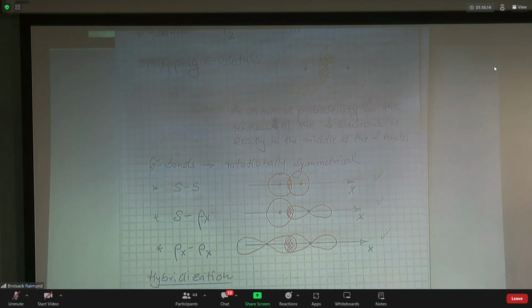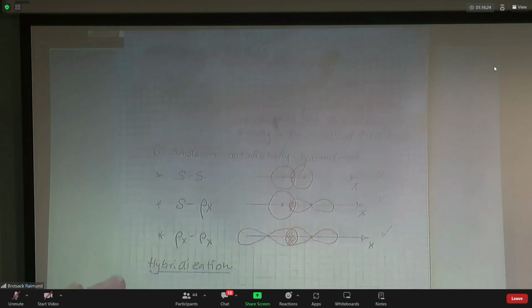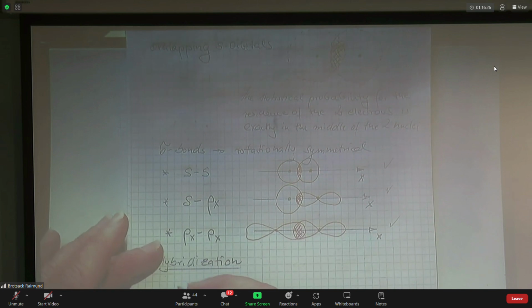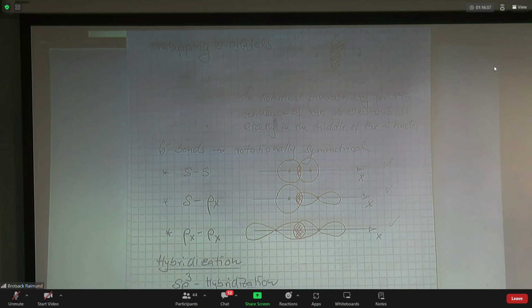All this is necessary to understand the geometrical structure of molecules and what is possible and what's not possible. And what we have to discuss in the first point is the so-called sp3 hybridization. And that is what we already had.